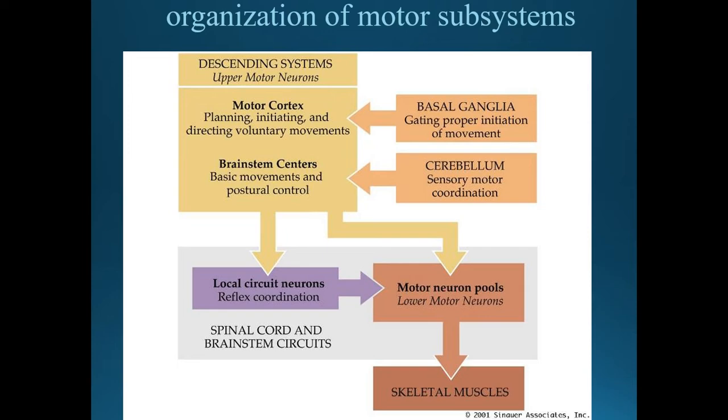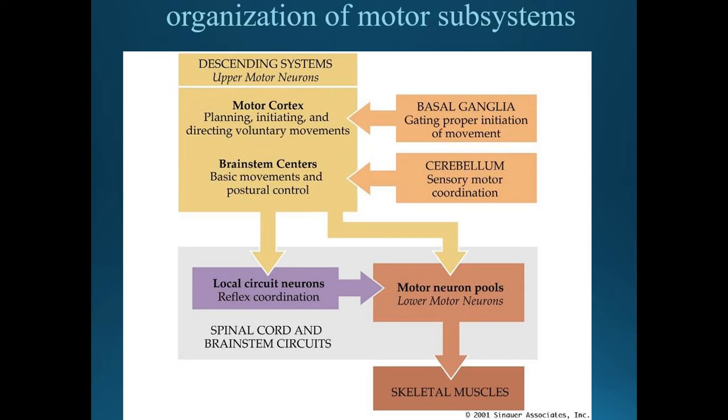The motor units or motor function have the sensory coordination to orchestrate the movement. In all, the cerebellum provides sensory motor coordination, connected with the brainstem centers for basic movement and posture control. The brain centers for basic movement and posture control are connected with two areas.